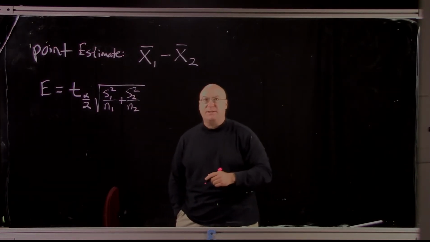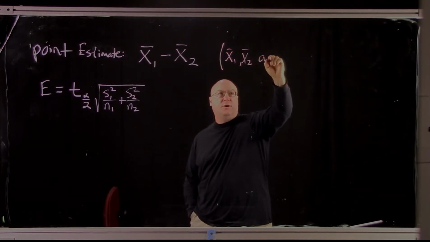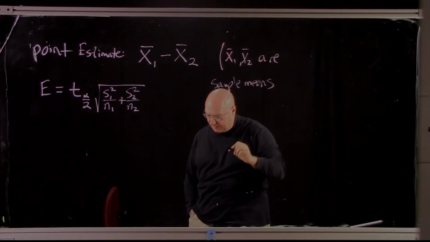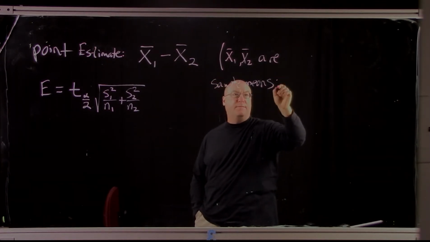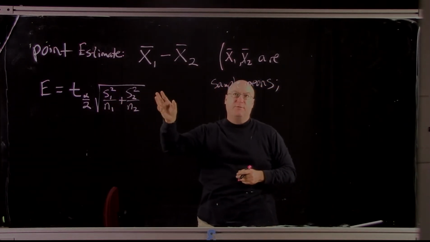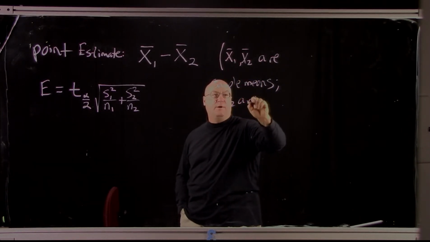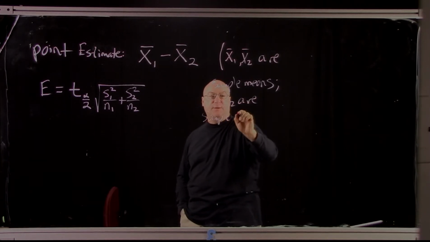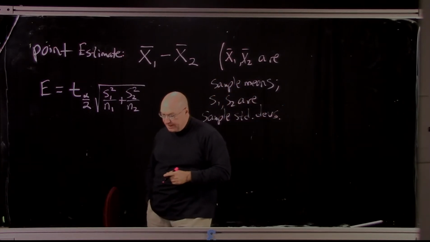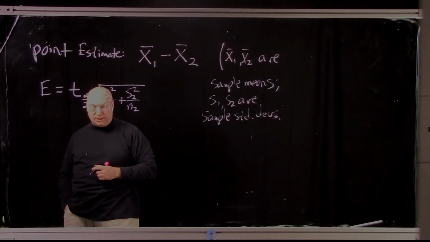So what do I say here? Off to the side, let's just note stuff that I think is obvious. X1 bar, X2 bar are the sample means. I don't think I need to say that X1 comes from a sample from the first population, and X2 comes from the second, that's obvious. And S1, S2 are sample standard deviations.